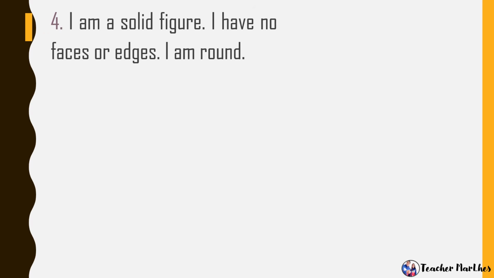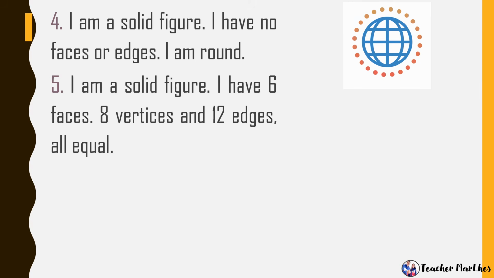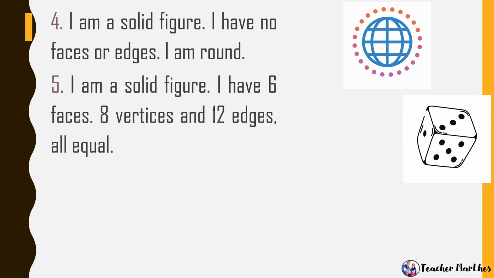I am a solid figure. I have no faces or edges. I am round. The answer is a sphere. I am a solid figure. I have 6 faces, 8 vertices, and 12 edges, all equal. This is a cube.